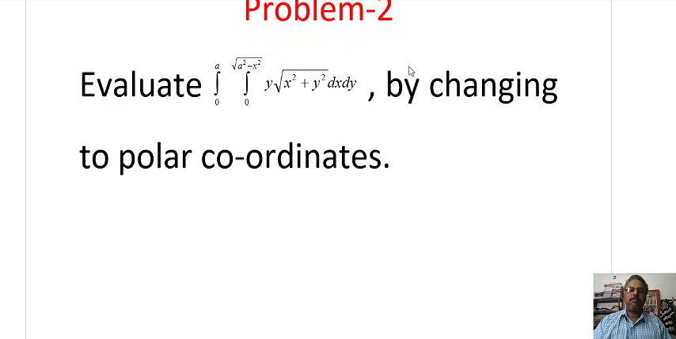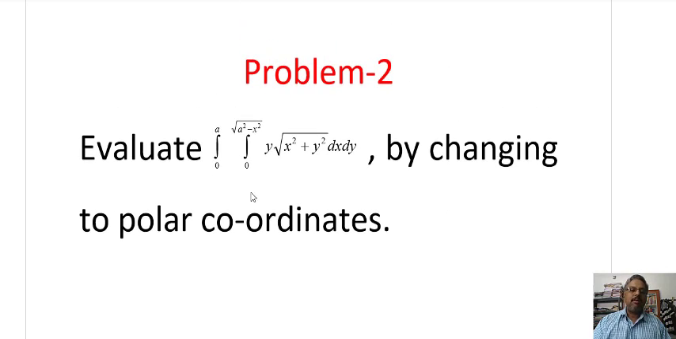Now the second problem is also a similar problem. Evaluate the double integral 0 to infinity, integral 0 to root over a square minus x square, y into root over x square plus y square dx dy by changing into polar coordinates. Directly it is very difficult to find the integral value. Suppose if you apply polar coordinates, now it is very easy.